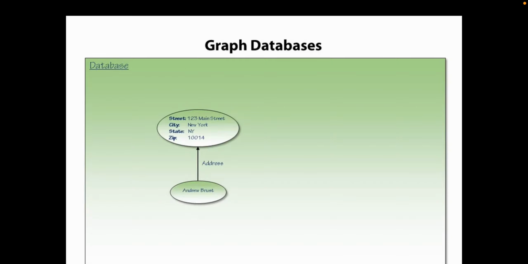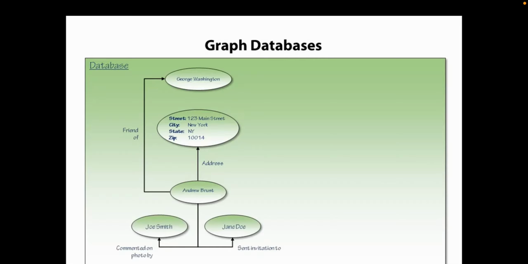In effect, this is really kind of an edge that represents a property. So Andrew Brust has an address, and that address in turn has 4 properties and values of its own. But Andrew can also have a simple relationship to another node in the database that represents a person. In this case, I'm a friend of George Washington. I've sent an invitation to Jane Doe, and I've commented on a photo by Joe Smith.